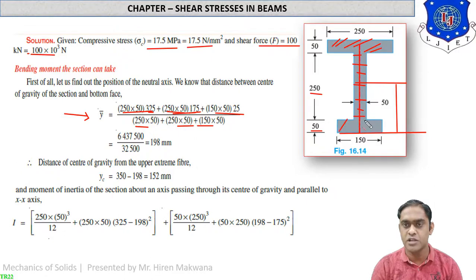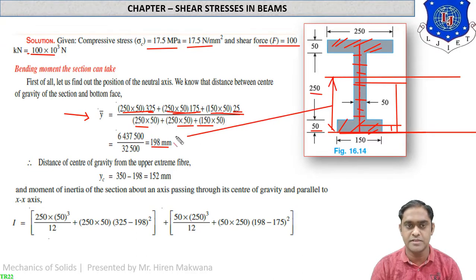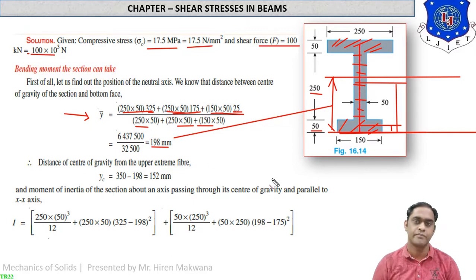And the third part, the smaller rectangle, is 50 into 150, which is written in the bracket. And the distance of this center of gravity from the bottom is 25. So here it is written as 25. Simplification will give you the answer of 198 mm. So from the bottom itself, the CG will be somewhere over here, 198. So this distance is 198. Remember, this distance is 198. So you can write down this figure in your rough page for the further calculations.